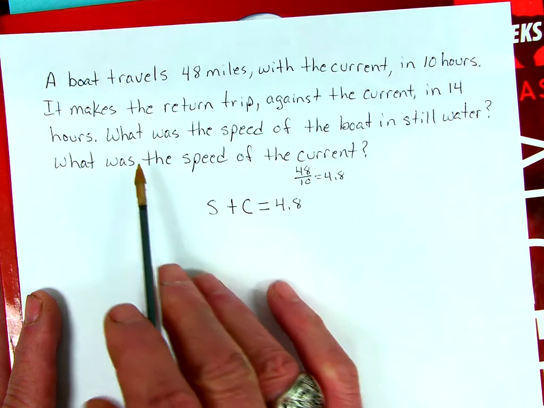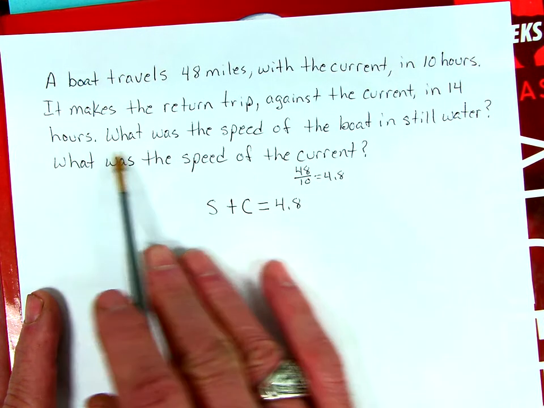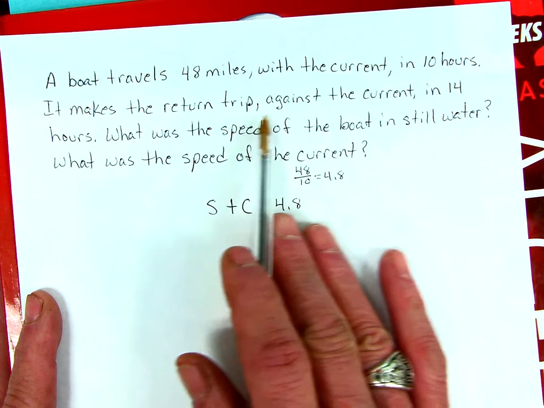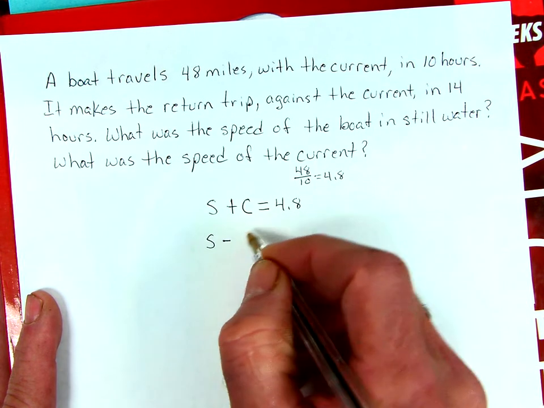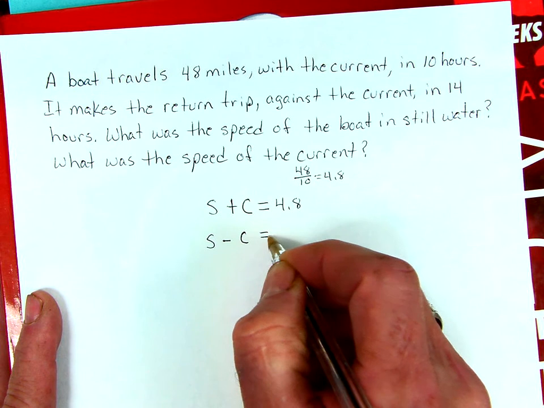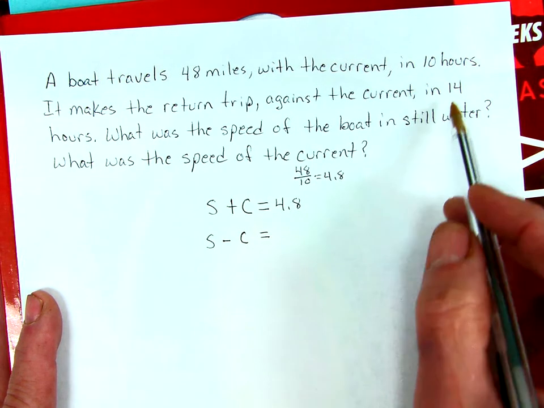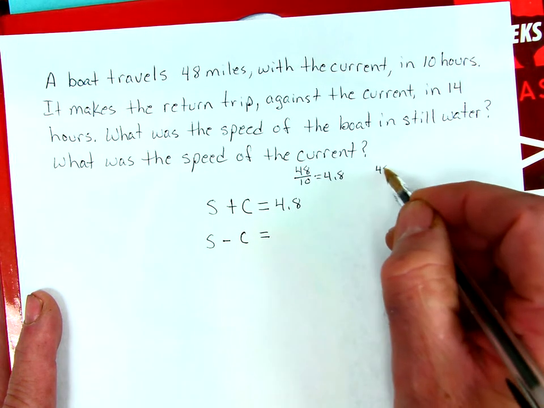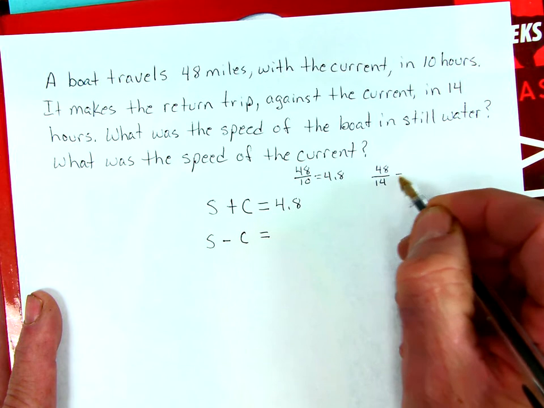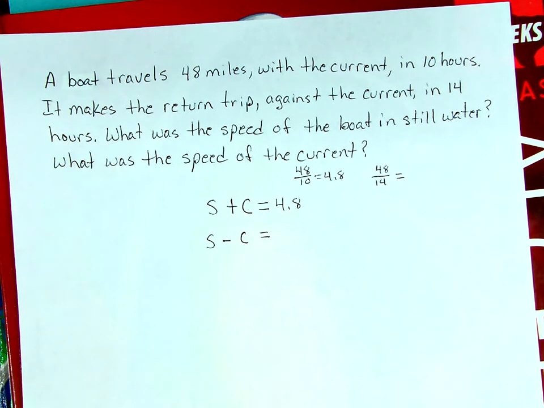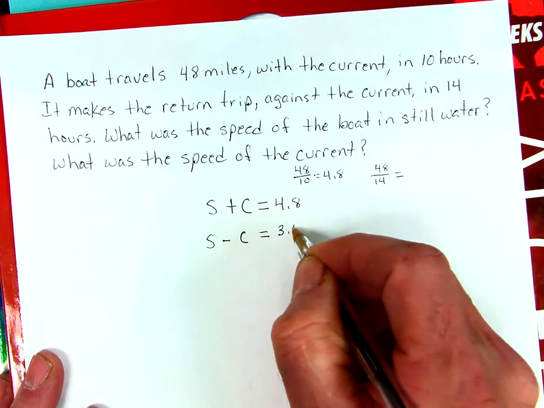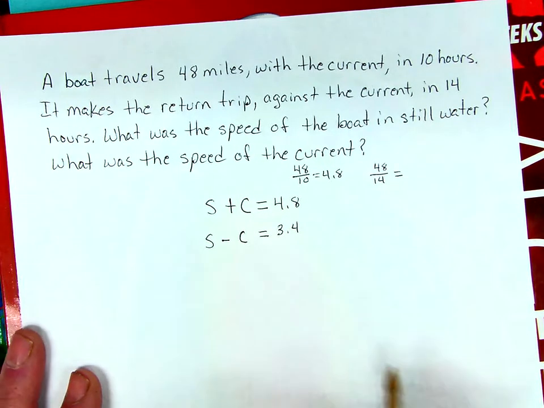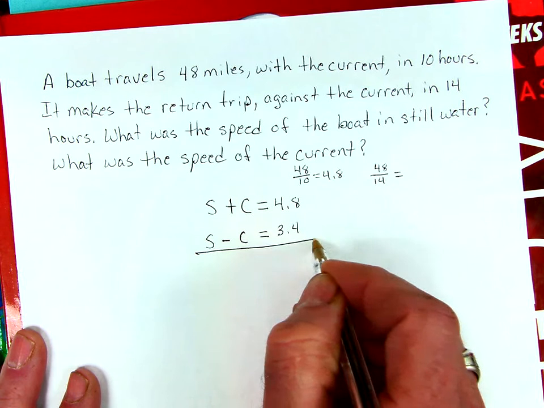Now for the return trip, it took 14 hours and the current was against it. So it's going to be speed minus current equals, so still 48 miles divided by 14 equals 3.4 about. Now we have a system of equations that we can use to solve this.